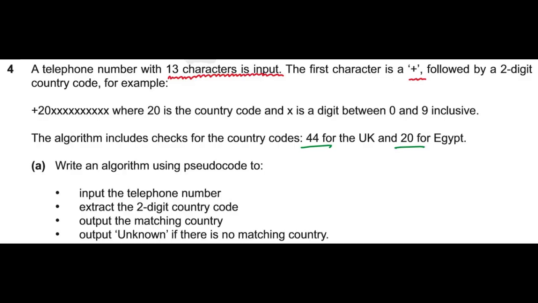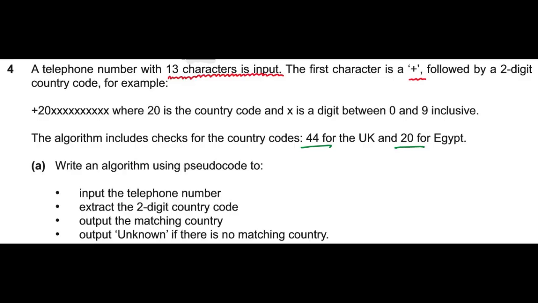Second, extract the 2-digit country code. This will require us to use SUBSTRING function, the built-in pseudocode function SUBSTRING, that is going to extract for us the 2 characters that represents the country code. Third requirement, output the matching country. Fourth, output unknown if there is no matching country.